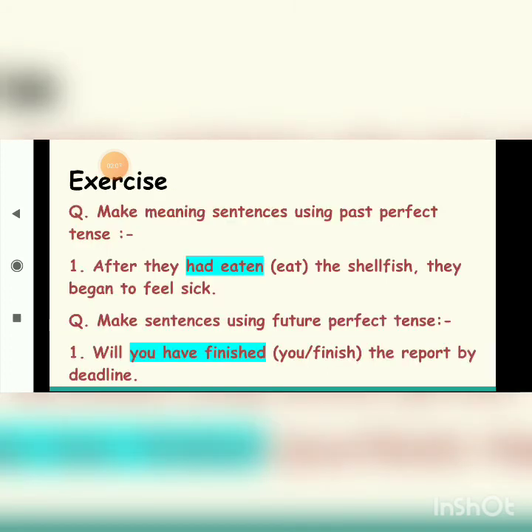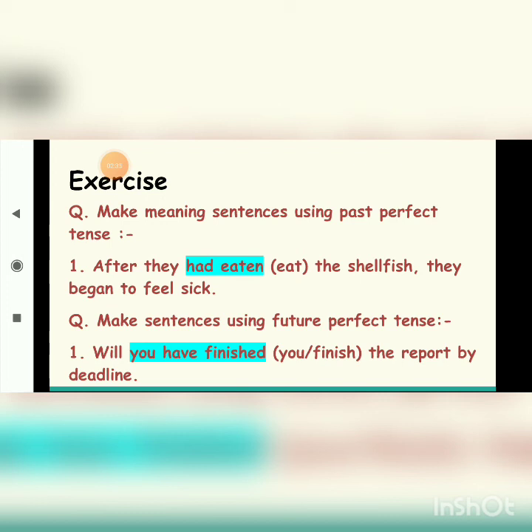Moving to our second one, make meaningful sentences using past perfect tense. After they dash, in bracket it has been given eat, the shellfish, they began to feel sick. So eat will become had eaten because we have to change into past perfect tense. So how the sentence will become? After they had eaten the shellfish, they began to feel sick.